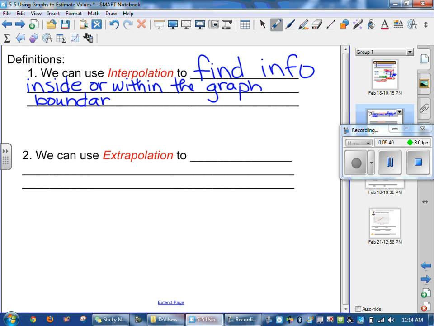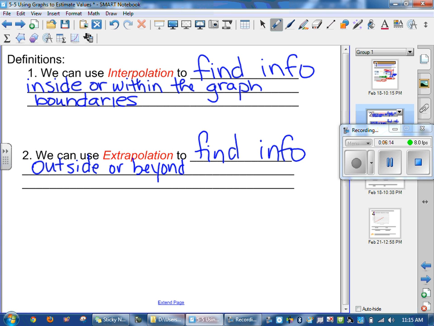So anything inside the graph, where I just take the number up or to the side and down, that's information inside the graph. I can find that easily. But when they've got information outside the graph, I need to extend my graph. That's where we use extrapolation. Okay? So extrapolation is finding information outside or beyond the graph boundaries.